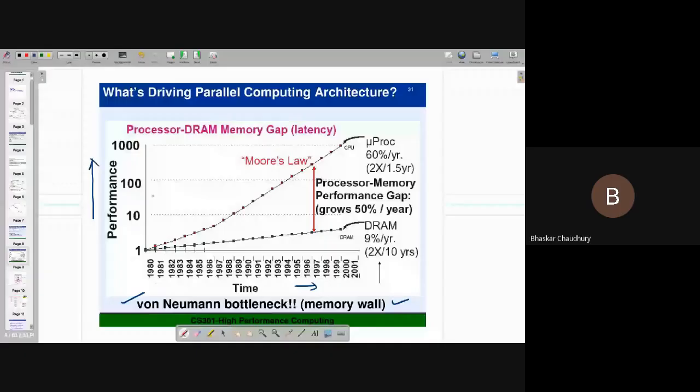So that is compute performance and memory performance. Now, if you look into the compute part, that is this line. You can see CPU here. So that is this line. You can see that it is almost following Moore's law.